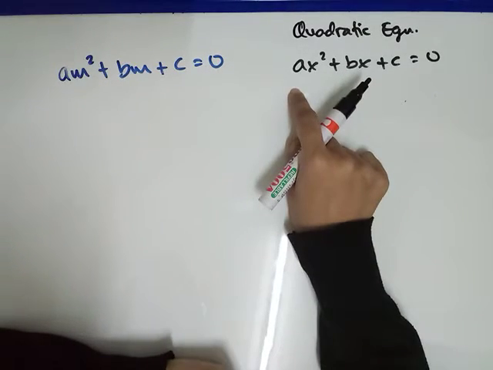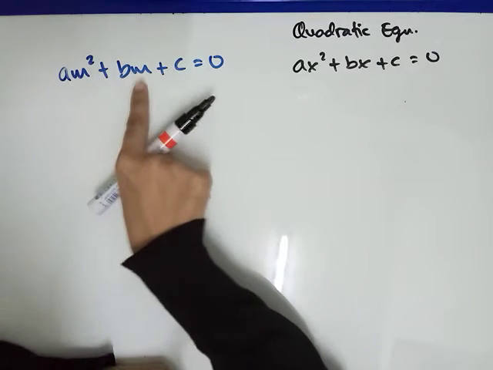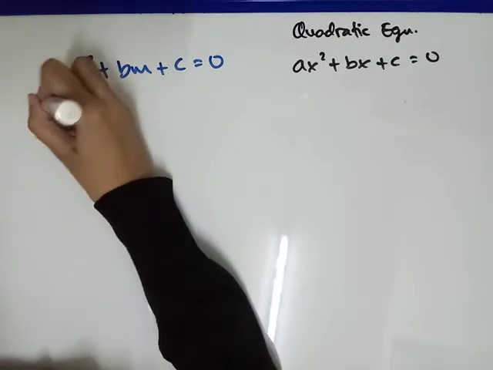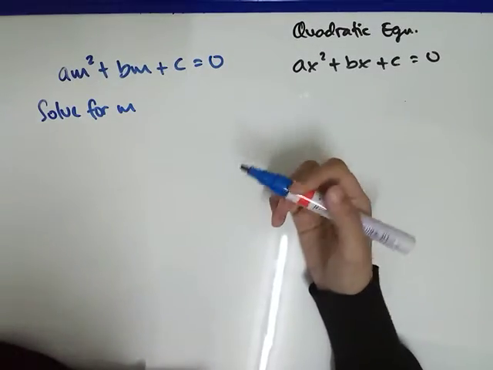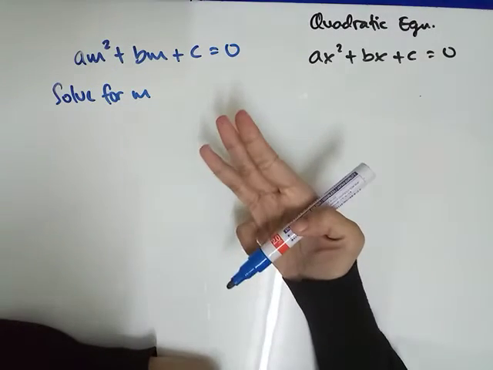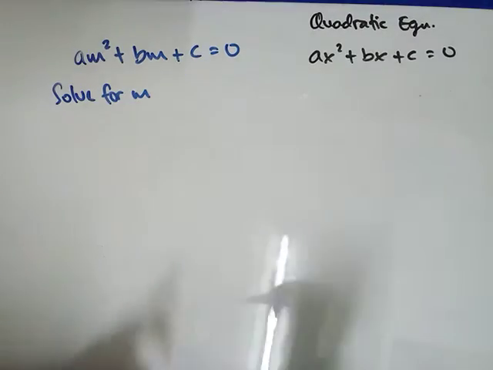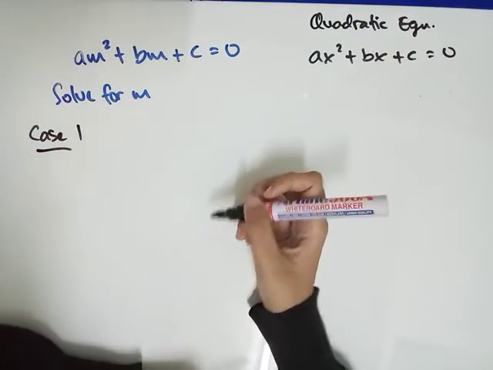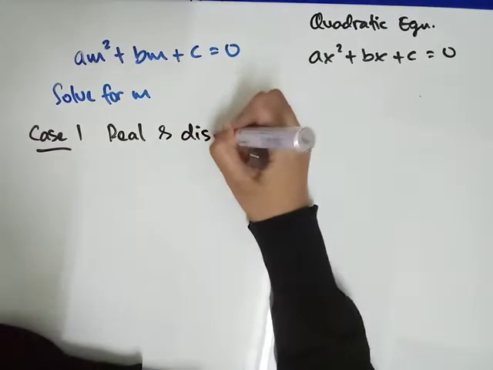Alright, so to solve this auxiliary equation, we need to solve for m. Okay, solve for m. Awak tengok pada page 113 on your notes. We have 3 different cases. To solve for m, we have 3 different cases. Okay, case 1. Case 1, it is real and distinct roots.